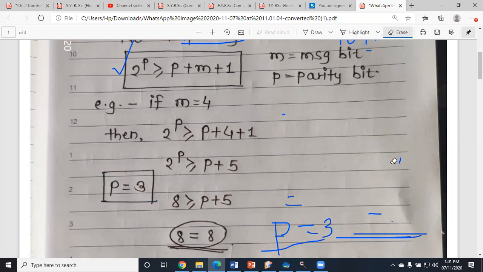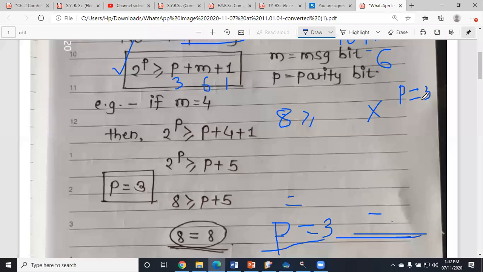If the message bits are equal to 6, what are we going to do? See here, 2 raised to 3, how much is it? 8. Is 8 greater than or equal to the requirement? We have to check how many parity bits we are going to add. 3 parity bits we added here. What is the message bit? Message bit is of 6 digits, right? Plus 1: 6 plus 3 plus 1. Is the criteria satisfied? No, right? 6 plus 4, 10. So we cannot use parity equal to 3.